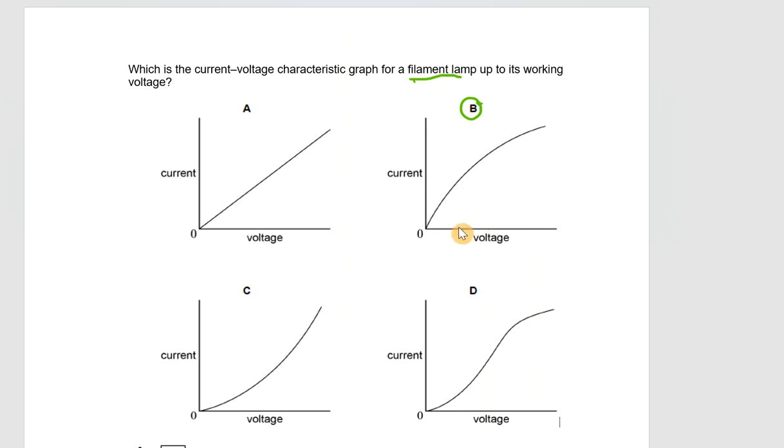Let's look at a couple of similar intervals in increase in potential difference, or increase in voltage, and see what that does to the current. So you can see this first increase in potential difference produces a very large increase in current, and then a similar increase in potential difference produces a much smaller increase in current because the resistance has increased. Answer B.